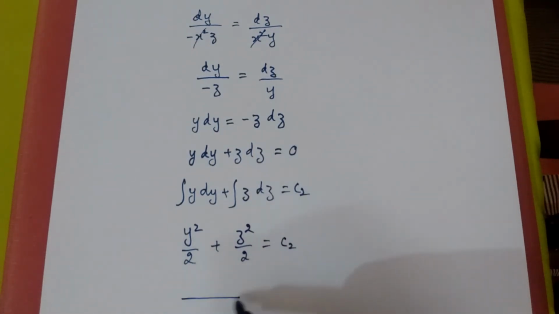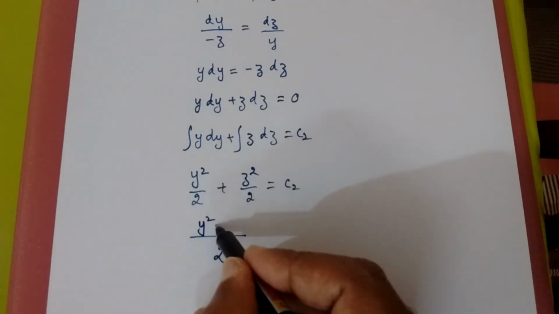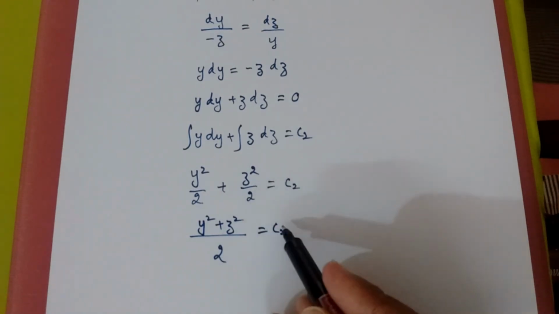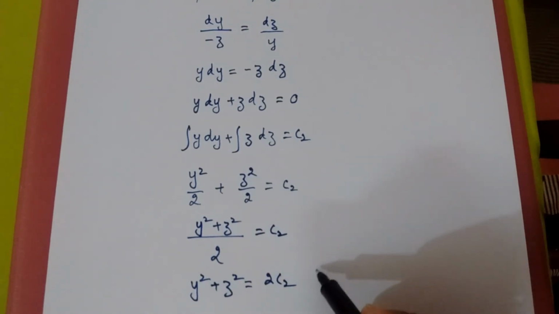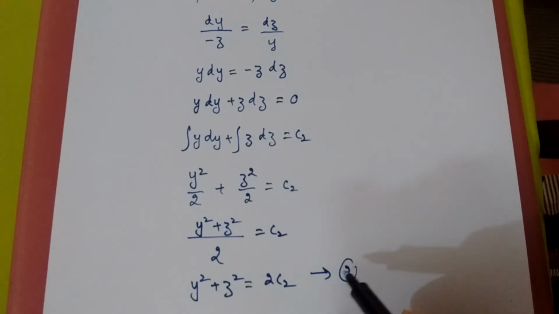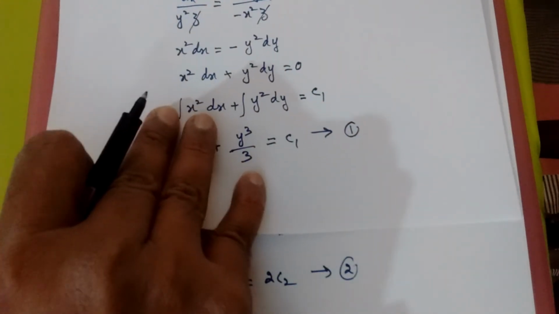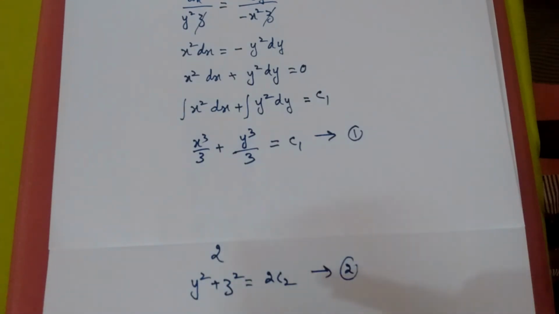Or if you take the LCM over here, the LCM will be 2. So you get y² + z² = c2, sending that 2 to the other side, so y² + z² will be 2 times c2. Let us take this as equation number 2. So you got two solutions over here. Equation number 1 gives you the first solution, and equation number 2 gives you the second solution.